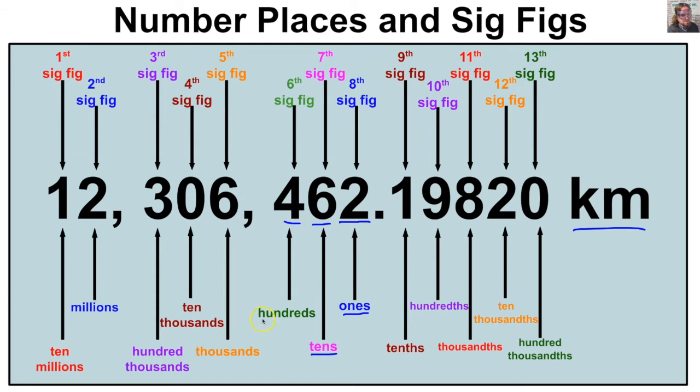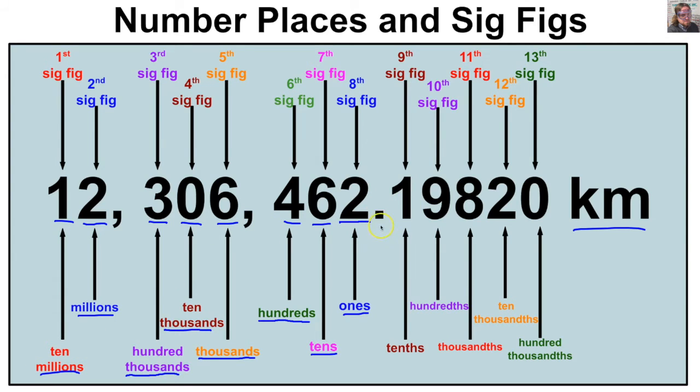The 4 is occupying the hundreds place. The 6 is occupying the thousands place. The 0 is occupying the 10,000s place. The 3 is occupying the 100,000s place. The 2 here is occupying the millions place, and the 1 here is occupying the 10 millions place.